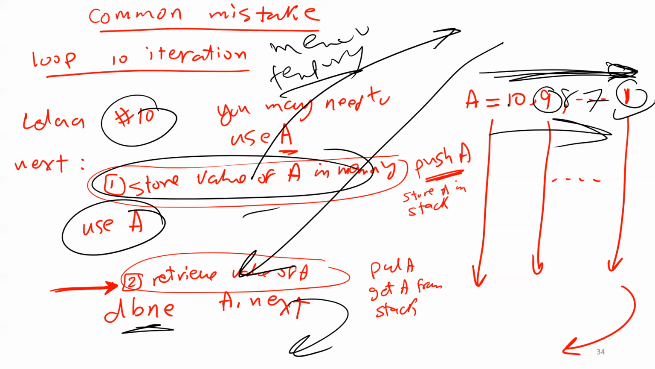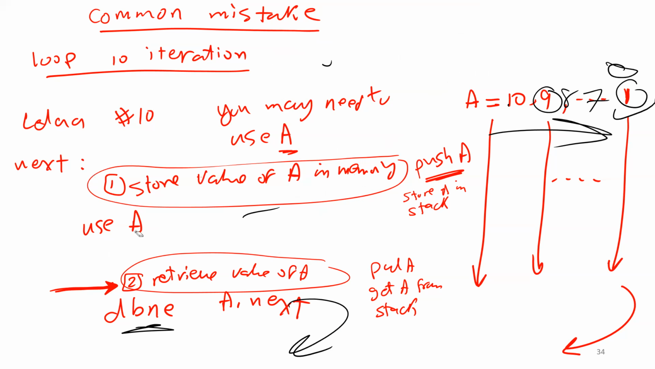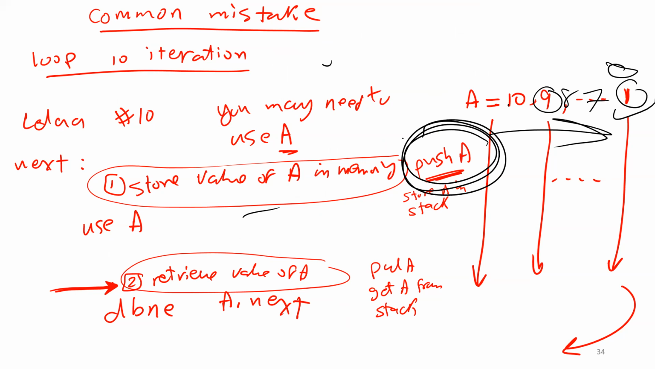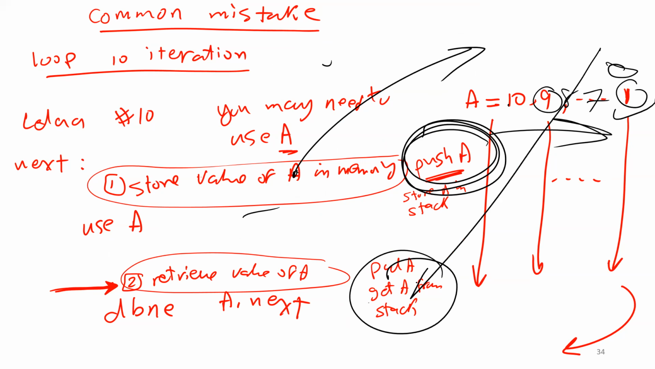More later, I'm going to explain, and this is a professional way to do it, by using the stack. Later, I'm going to tell you push A. Push A means I'm going to store the value of A in the stack. Then once I need it back, I'm going to say get it back from the stack. I'm going to explain this later, and it's actually a more professional and much better way than just using a memory location.